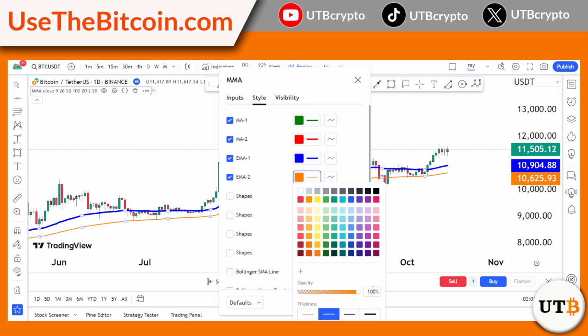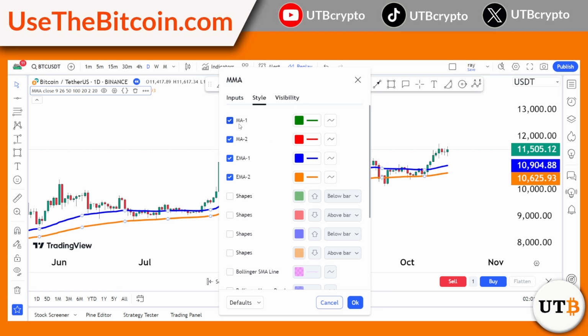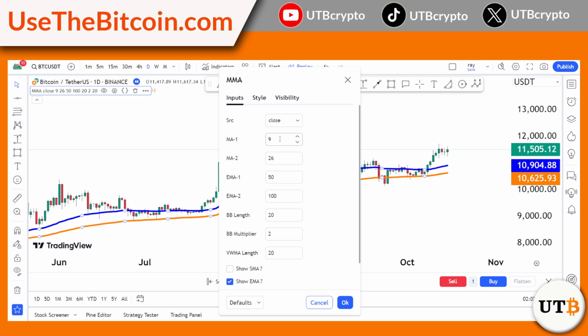There you go. It means that MA1 is green, MA2 is red, EMA1 is blue, and EMA2 is orange. Try to remember that properly. The next thing we need to do is go to input and change the values. MA1 should be 20, MA2 should be 50, EMA1 should be 100, and EMA2 should be 200. Just follow the settings here.